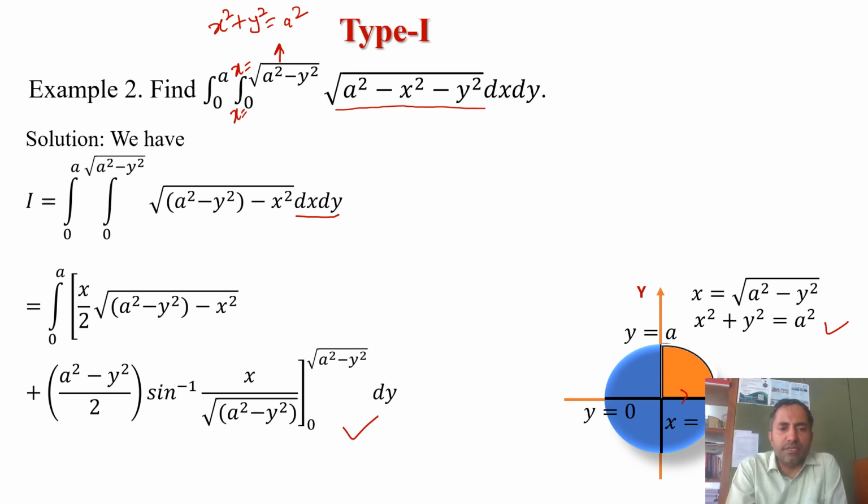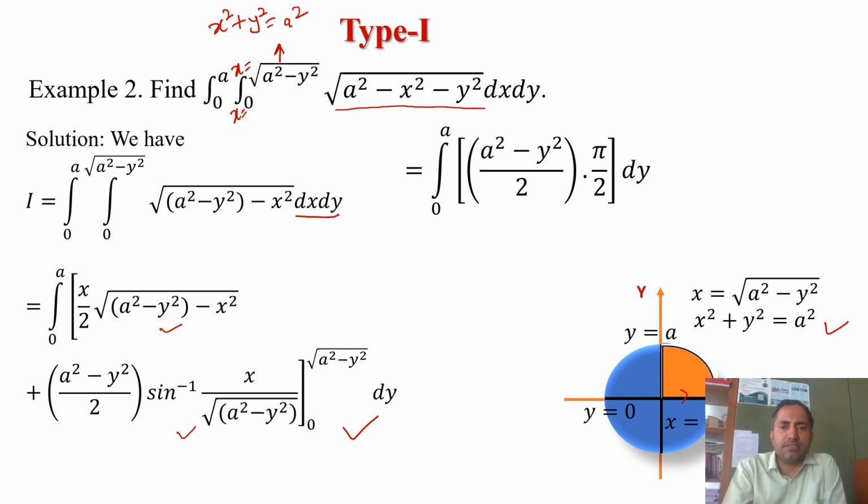By putting the limit, if you put the lower limit x is equal to 0, the first term will be 0 as well as the second term will be 0. If you put the upper limit here, the first term will be 0 and the second term that you get here is pi by 2, since sine inverse 1 is pi by 2. Now come to the second integration with respect to y. So pi by 2 we have taken outside, and this 2 also we have taken outside. So pi by 4 we got here.